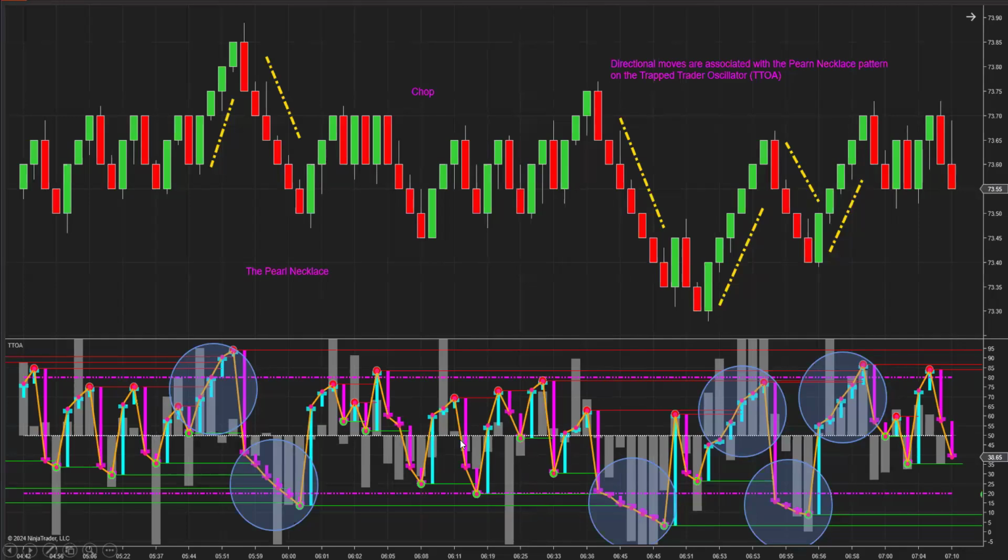You'll notice that you're not getting the pearl necklace over in this part of the chart. You're going to get the pearl necklace in this part of the chart. You get it in this part of the chart. You get it over here. You get it over here.